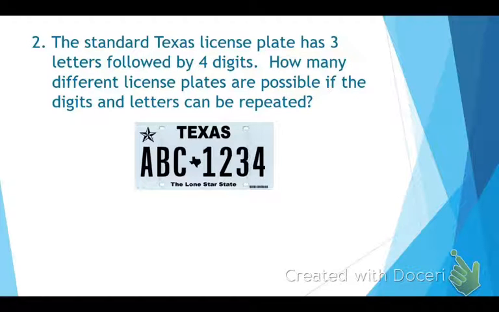For number 2, it says the standard Texas license plate has 3 letters followed by 4 digits. How many different license plates are possible if the digits and the letters can be repeated? All right, so who has a guess of what the answer is? Mason, what do you think?